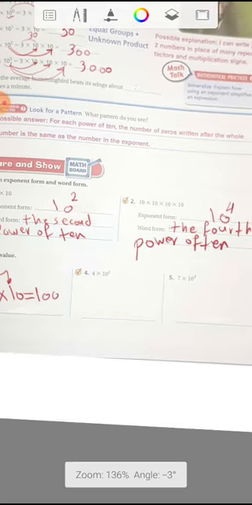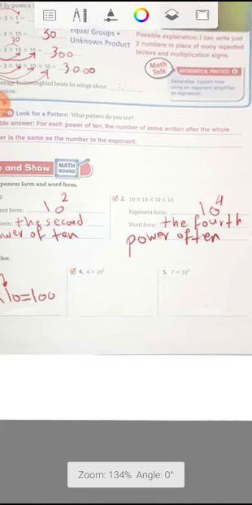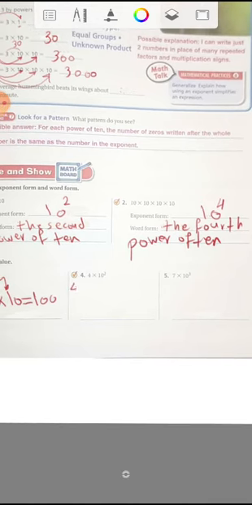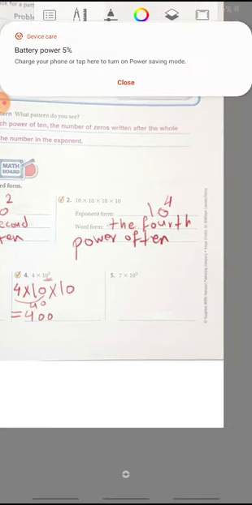What about number 4? 4 multiplied by 10 power 2. So I have to break down the power here. 10 power 2 means I have to repeat the 10 twice, 2 times. That means 10 and 10. Okay? Now let's see the answer. 4 multiplied by 10 equals 40. This is 40, and 40 multiplied by 10 equals 400. Okay?